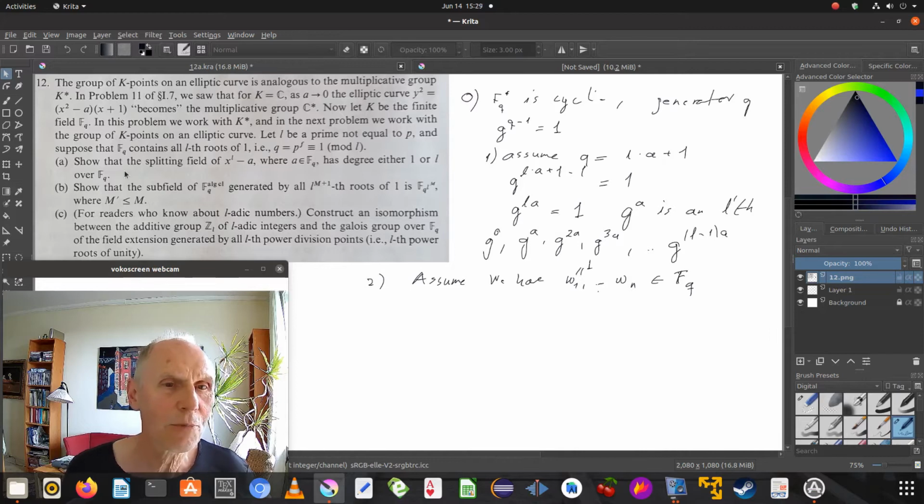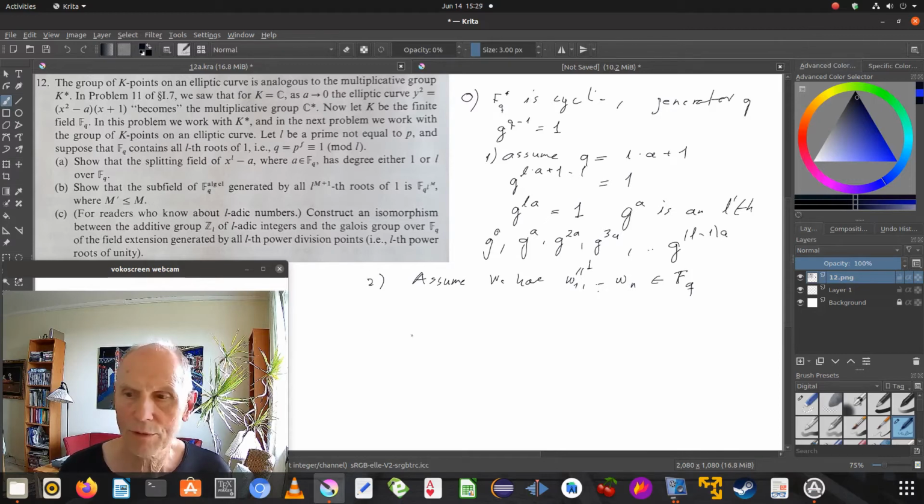No, actually I hoped I could show number A here. The splitting field has either degree 1 or L over, still assuming this holds, of course. So let's see if I can write now.